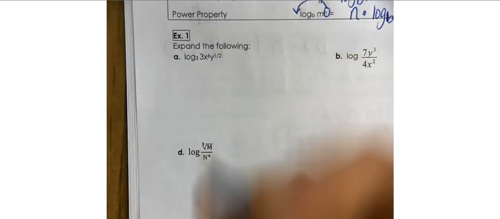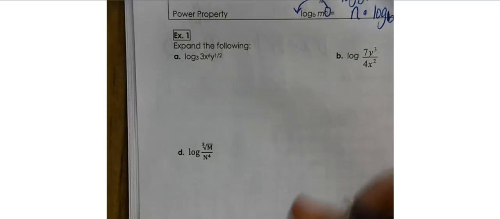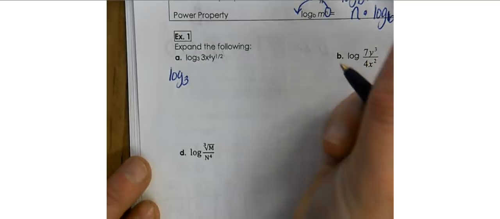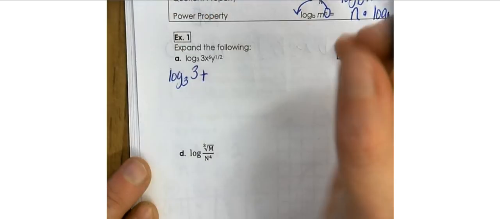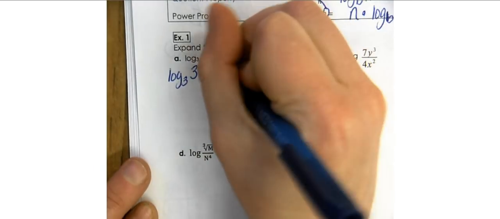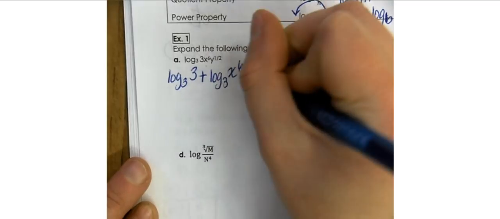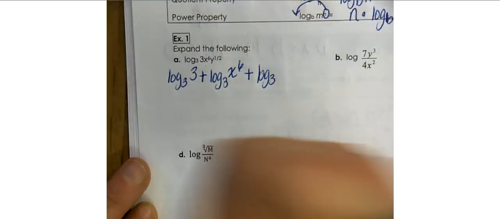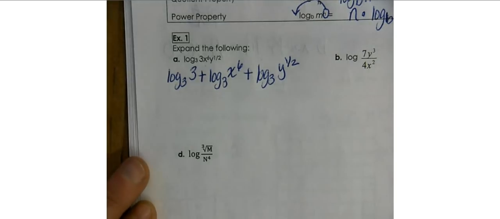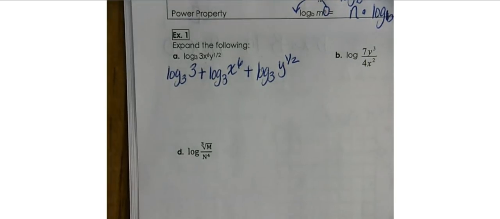So the main thing here is multiplication, and I'm going to take the log of each piece that I am multiplying. So I'm going to write log base 3 of 3 plus log base 3 of our next piece, which is x to the 6th, plus log base 3 of the next thing I'm multiplying, which is y to the 1/2. Now we are almost done simplifying.